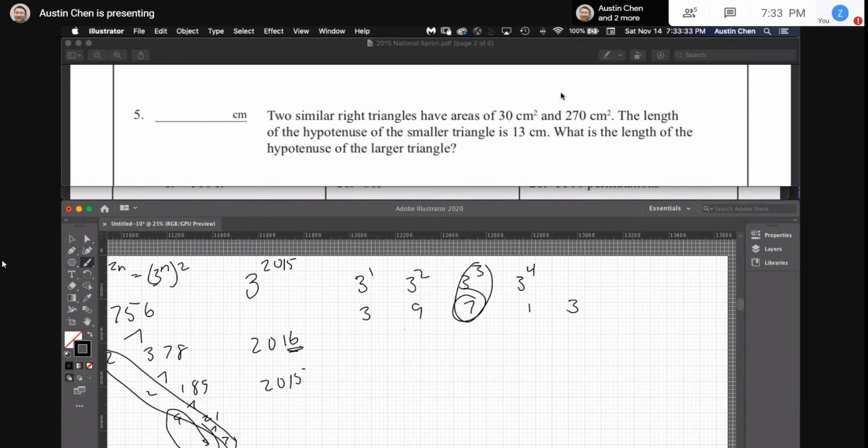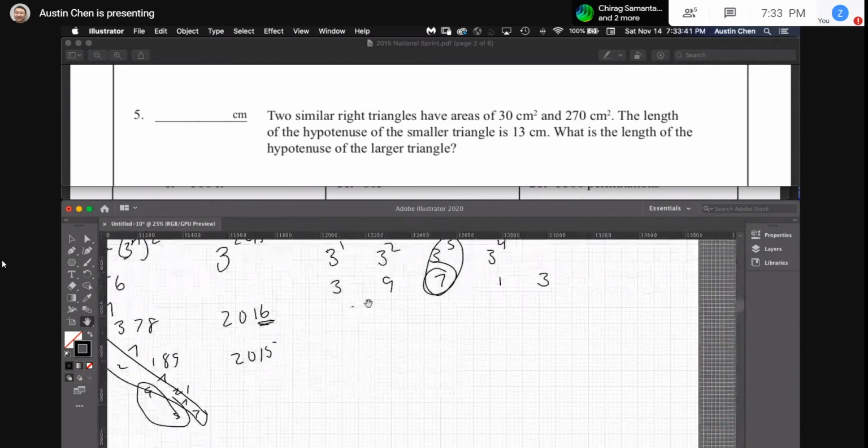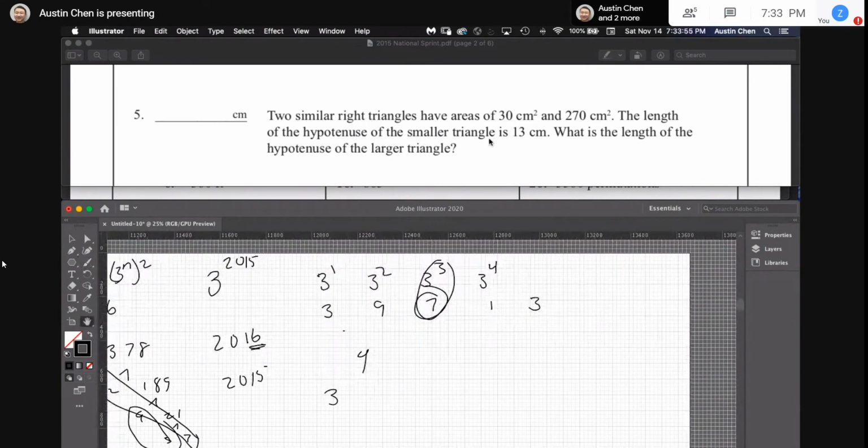So we have two-dimensional scaling and one-dimensional scaling. We can just convert the two-dimensional scaling to one-dimensional scaling. Our two-dimensional scaling is that the larger triangle has 9 times the area, right? And we just need to square root this to get the one-dimensional scaling. So the larger triangle is going to have 3 times the dimensions of the smaller triangle, right?